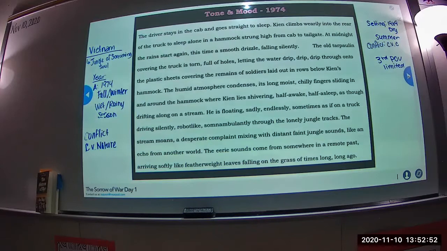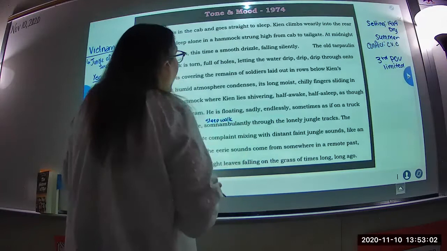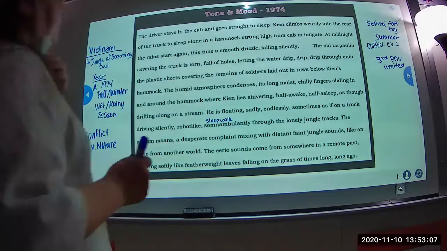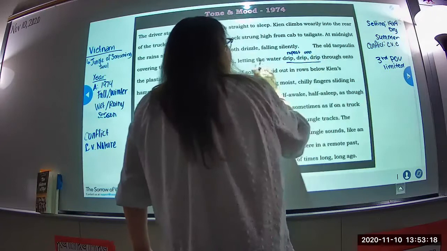So, first of all, this word, I don't know how to pronounce it, but that means to sleepwalk. So, what are some literary devices first? Repetition. And that's also what? It's making a sound. Onomatopoeia. My favorite word. Okay, so yes, definitely onomatopoeia. What else?